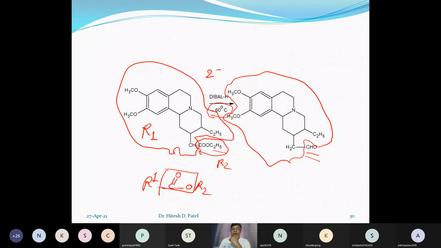Suppose in the exam it is written 25 degrees centigrade or RT. RT means room temperature. Then don't write this product. What you have to write? You have to write CH2OH, alcohol will form. So this is the minor difference, the importance of temperature. You have to check the temperature of the reaction. What temperature is given? If room temperature is given, then the product is alcohol. If the temperature is minus, then the product is aldehyde.